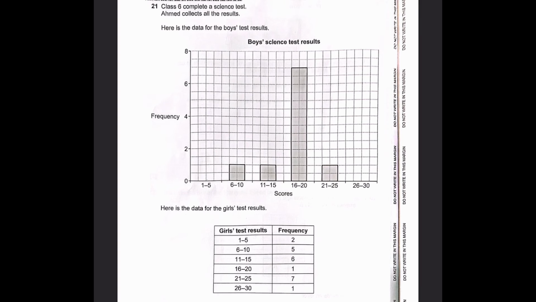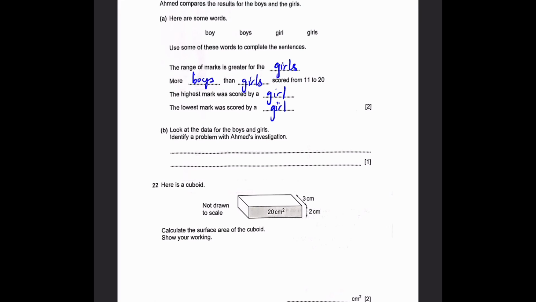Even though, yes, it's very, very unlikely that someone's going to do that, it's possible. And they haven't included the result of 0 in the intervals, right? So we can say that the 0 marks has not been included in any interval for both the boys and the girls. That's the answer. Let's go to question 22.